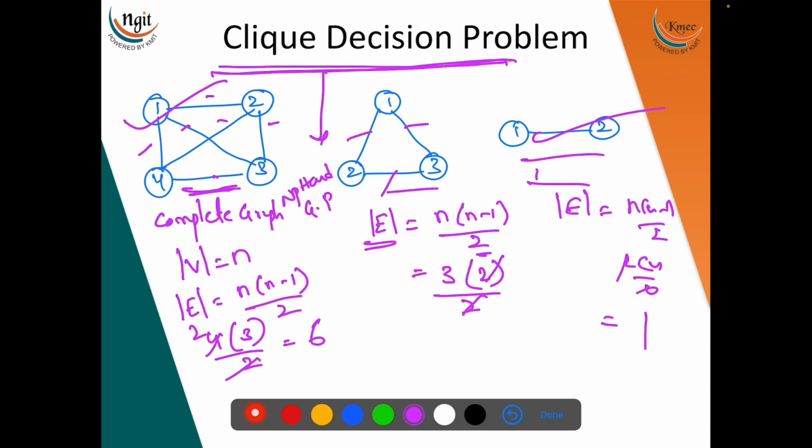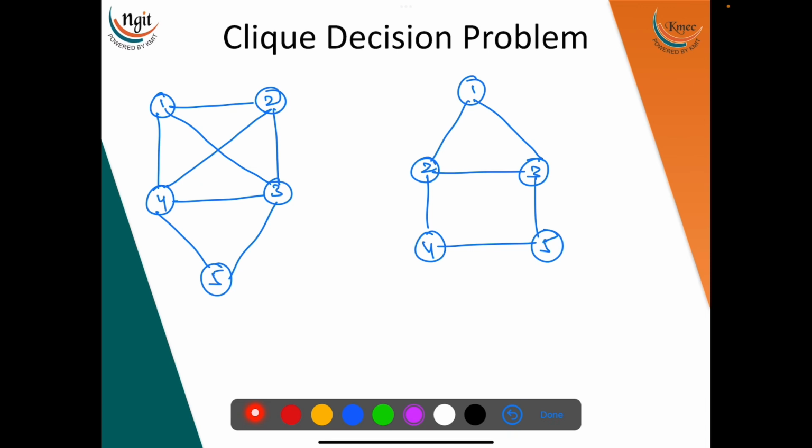Then we'll come to know what is the clique decision problem. That is, I am adding vertex number 5 to this complete graph. Now 5 is connected to 4 and 3 but not to 1 and 2, so it is not a complete graph. In a complete graph, each and every vertex has established an edge to every other vertex. According to this definition, you don't have an edge from 1 to 5 or from 2 to 5, hence it is not a complete graph.